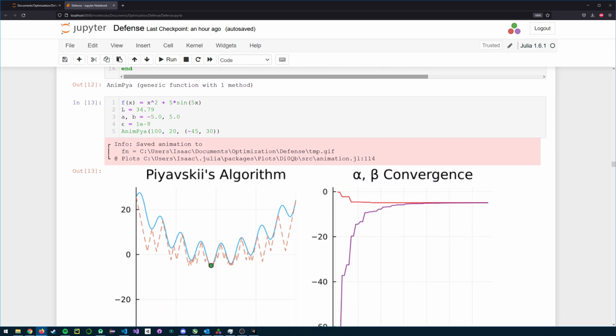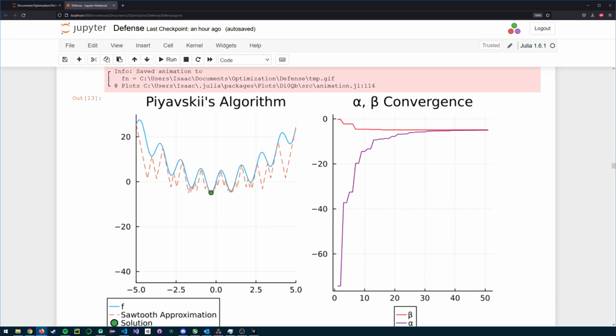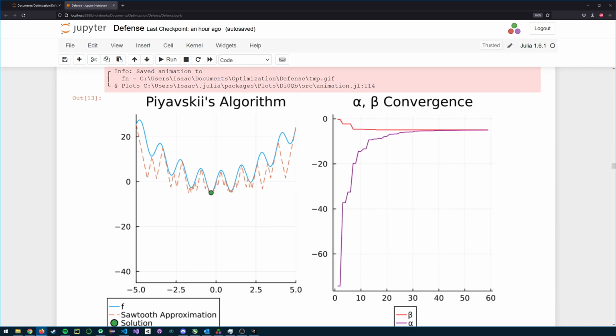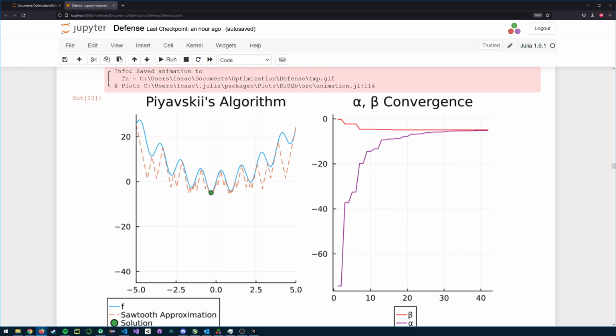Here's an example problem down here. Very nice convergence we see there. You can see the purple is the alpha, red is the beta, and on the right there and on the left you see the sawtooth approximation of the objective in blue there, and that gives us a really nice solution, obviously quite slowed down there so we can see it.